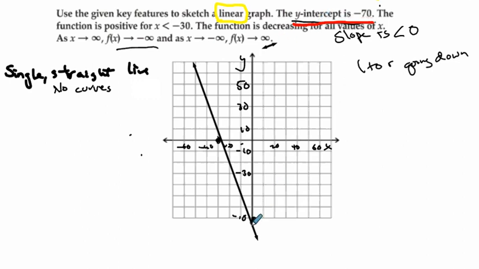My y-intercept's negative 70. There's my negative 70. It's got an x-intercept of negative 30, and the reason I know it's an x-intercept is because it says the function is positive for x less than negative 30, right? So that means anything to the left of that. And then those two values gave me enough to do it, and then I made sure it corresponded with everything else, and it does. So that's how you know you're on the right track, okay?